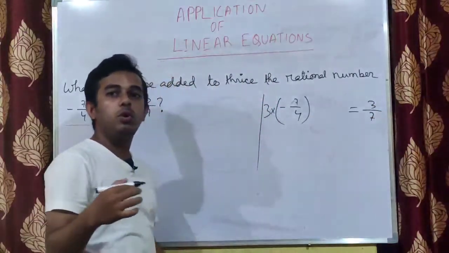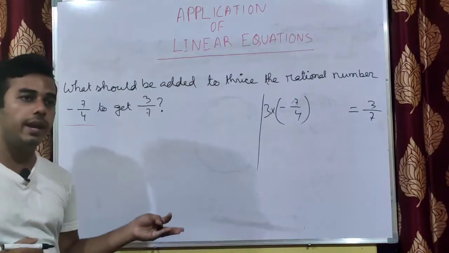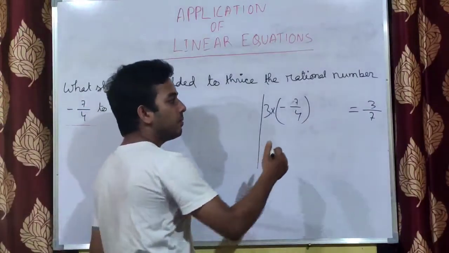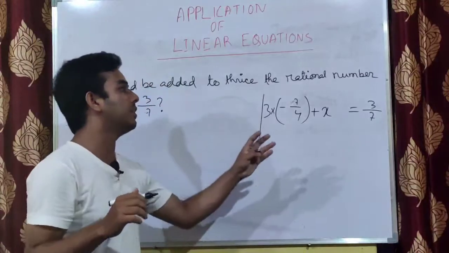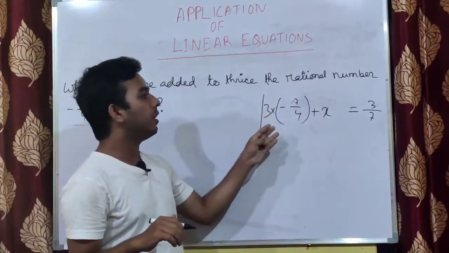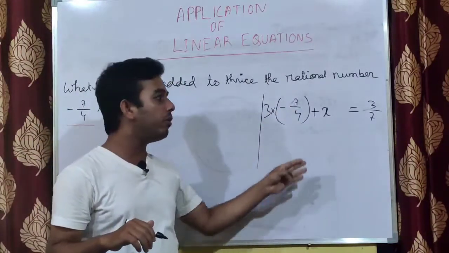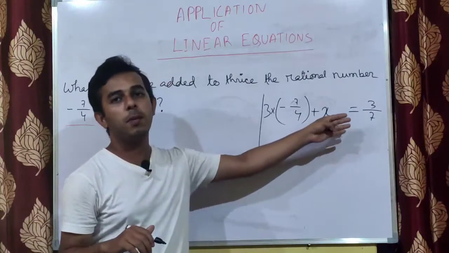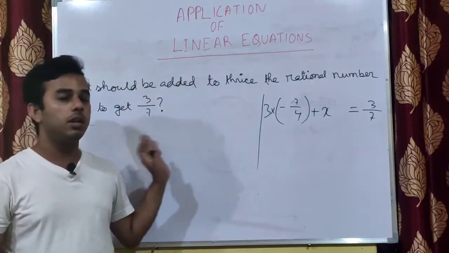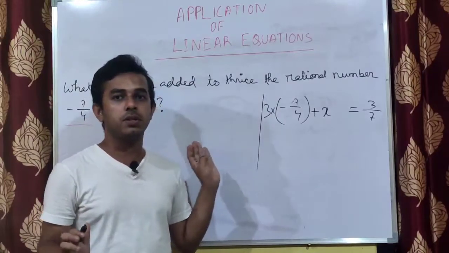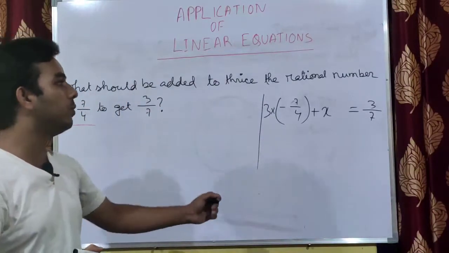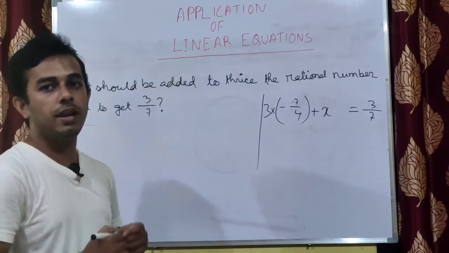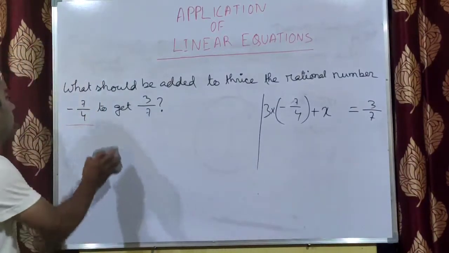As we don't know which number we should add, we'll assume that the number be x. So our equation will be like this. That means 3 multiplied by minus 7 by 4 plus x equals 3 by 7. After that we have found the required equation, right? After that we are quite expert enough to solve those equations. So let us start.